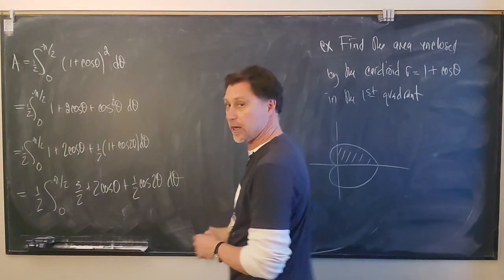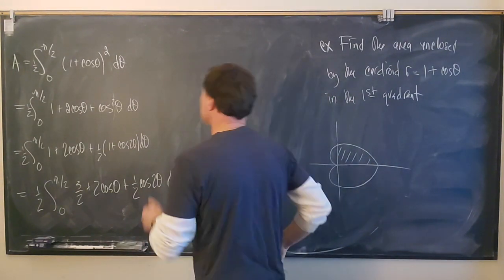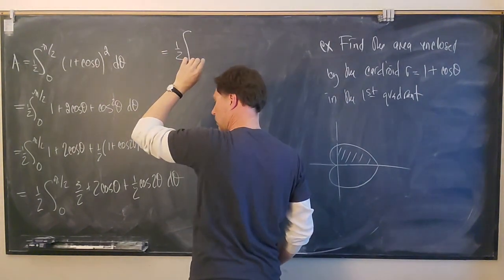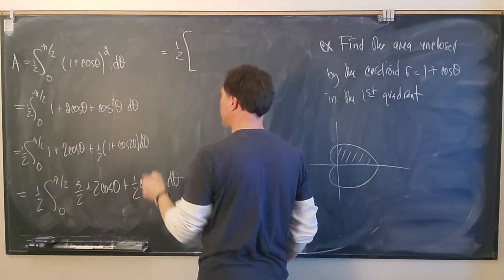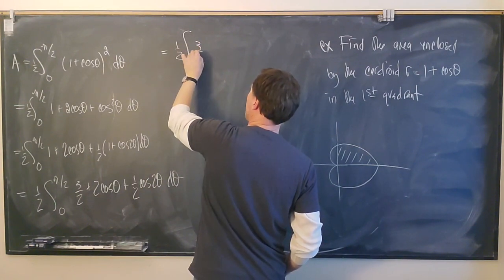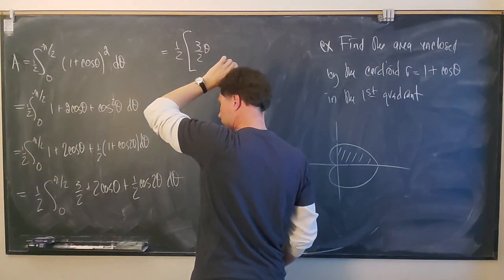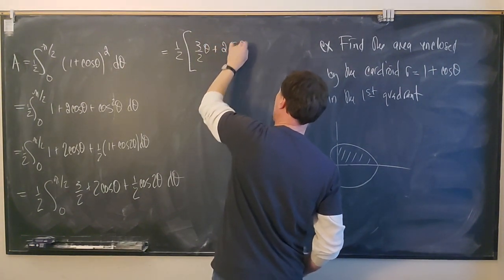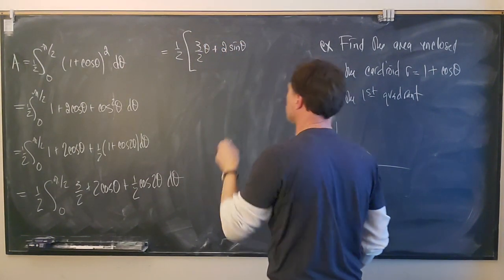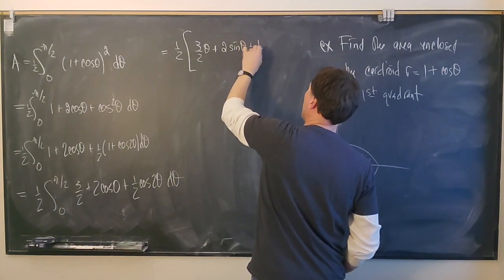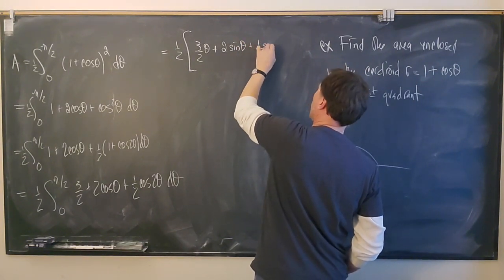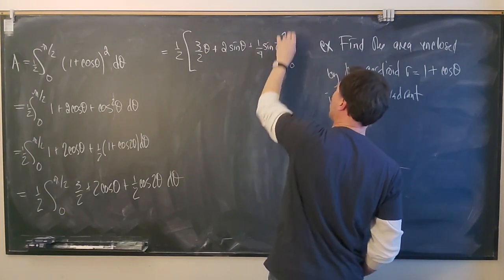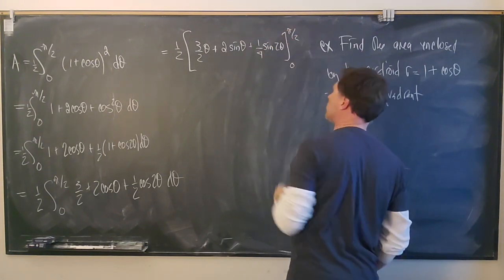And now we're actually ready to compute the antiderivative. So let's see, we'll get a 1/2, and then this is going to be a 3/2 theta plus 2 sine theta plus 1/4 sine 2 theta, and we're going from 0 to pi over 2.